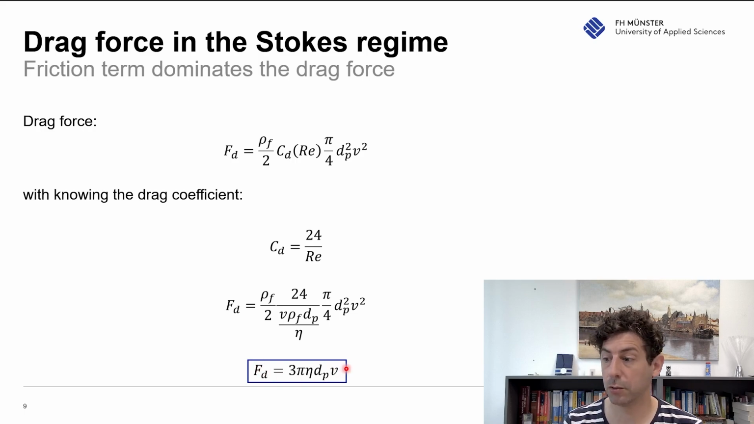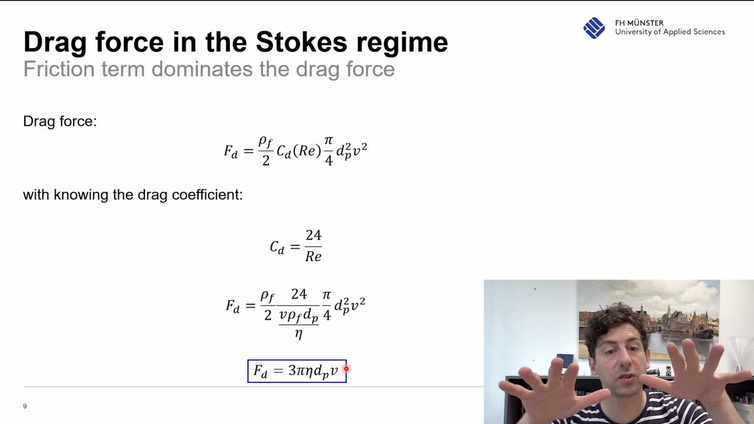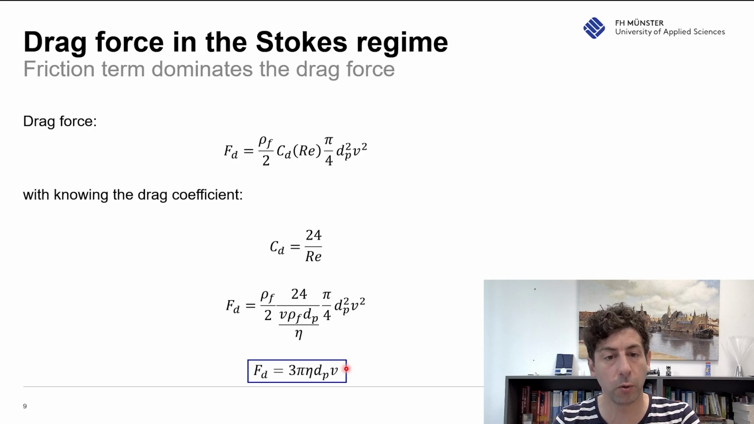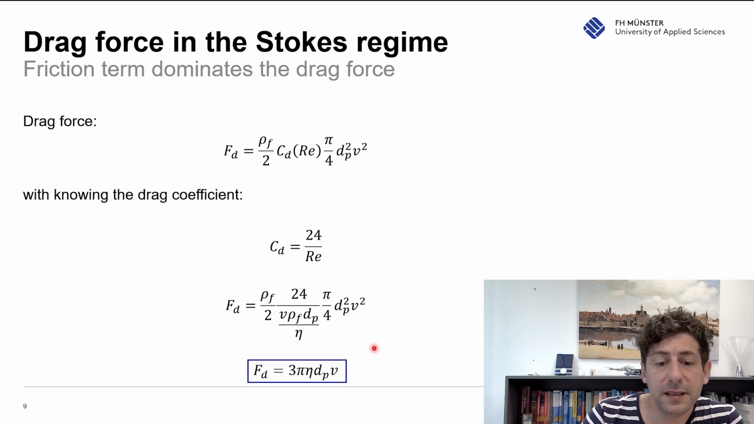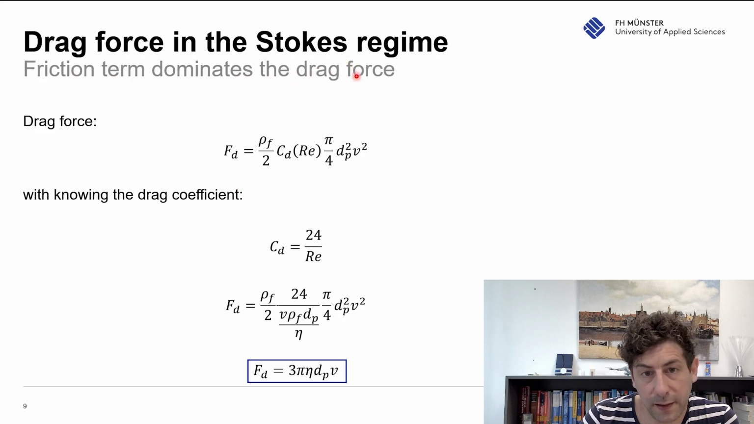And this is also the drag force we used in the previous video to calculate the settling velocity, because for settling we assume Stokes regime. We assume slow settling, so a low Reynolds number. And in this Stokes regime, the friction term dominates the drag force.